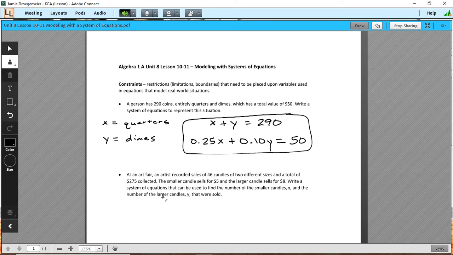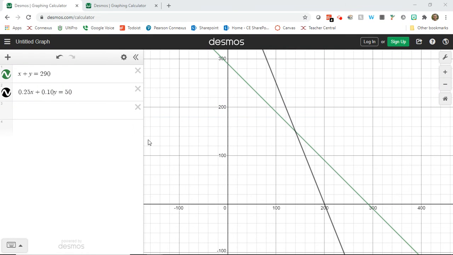I did go ahead and graph this in Desmos. So let's take a look at that real quick. There's my green, which is the number of coins equation. The black line represents the $50 dollar amount. And so we can see there's an intersection here. Our solution would be 140 quarters and 150 dimes. That total dollar amount would be $50, and it's also our 290 coins.